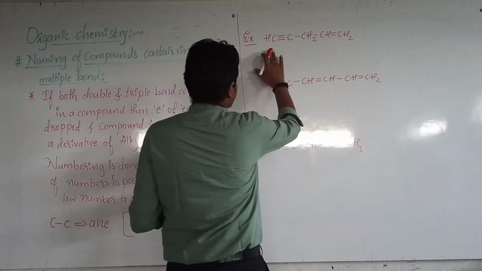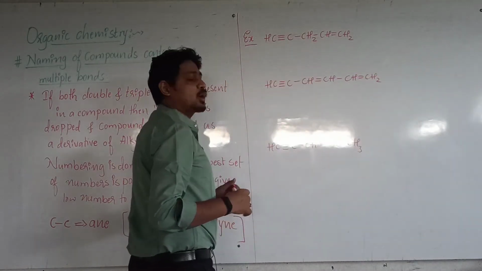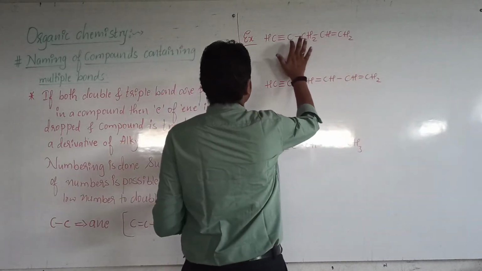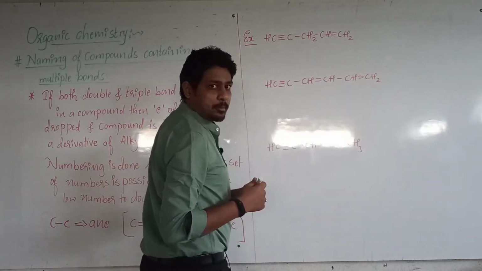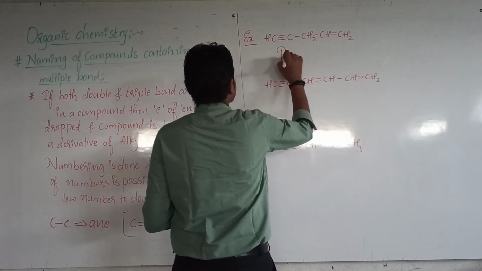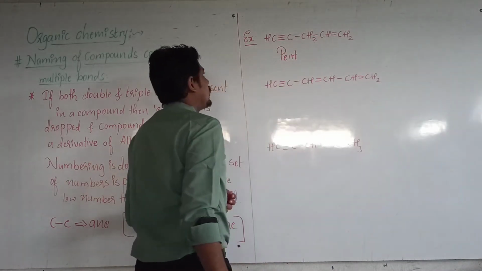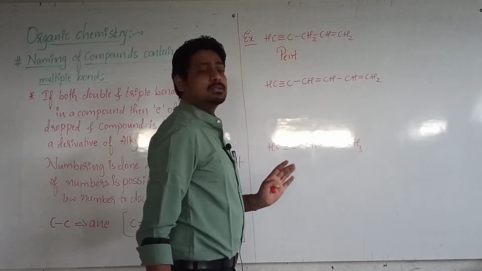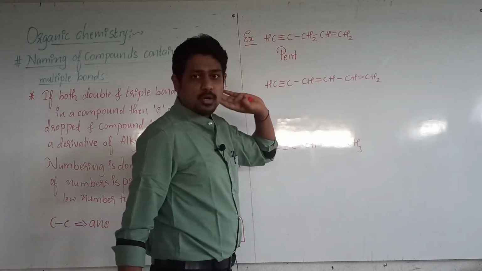Okay, so here, first count how many carbon atoms are there. That is our parent chain. 1, 2, 3, 4 and 5. There are 5 carbon atoms, so I'll write it as first pent. Now the positions you have to look into such that the lowest set of numbers is possible.